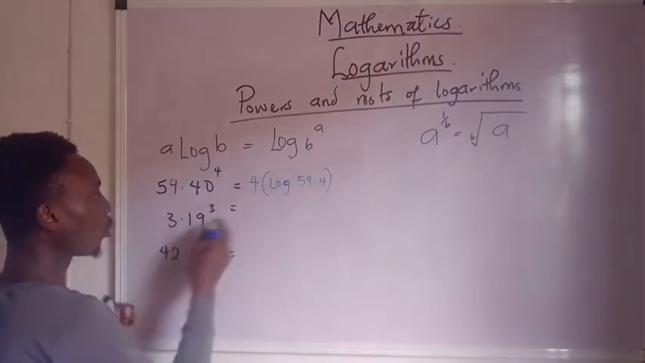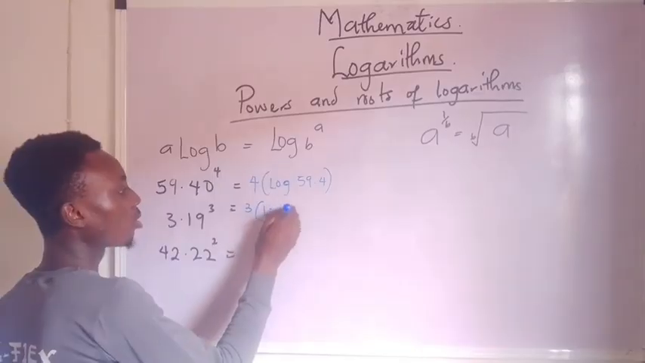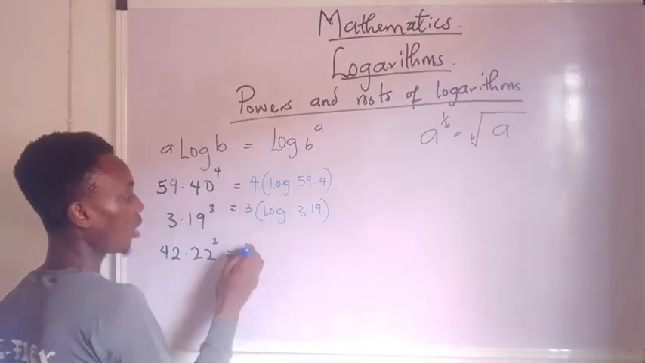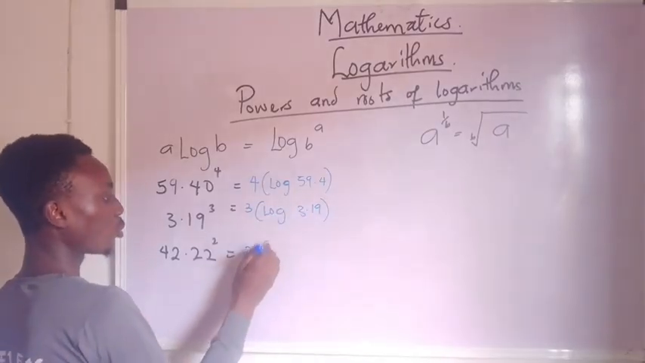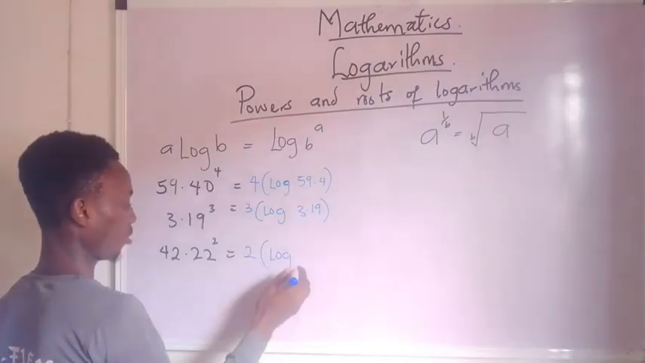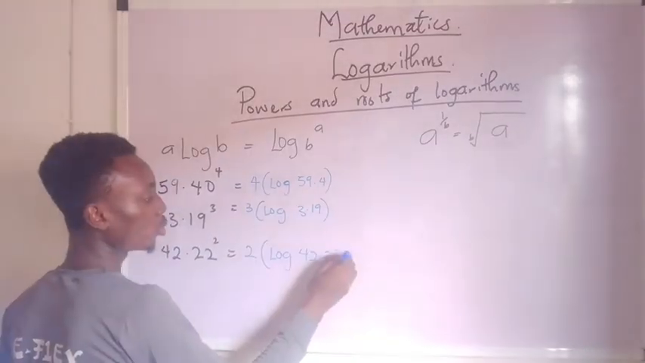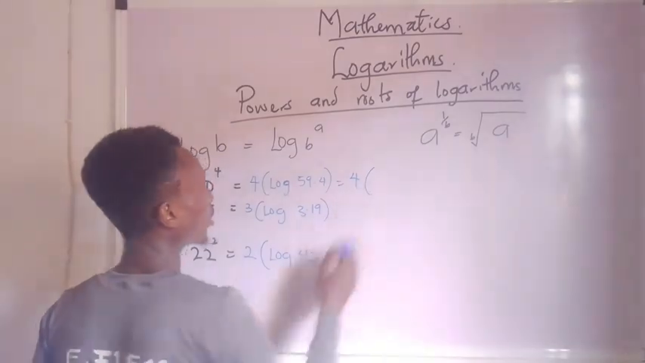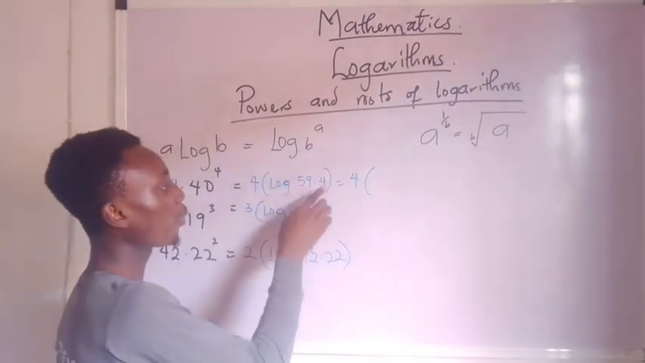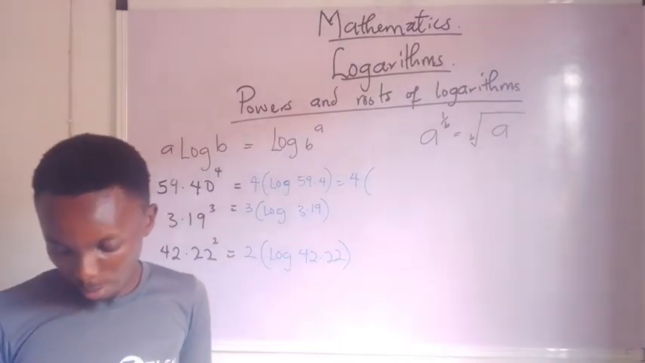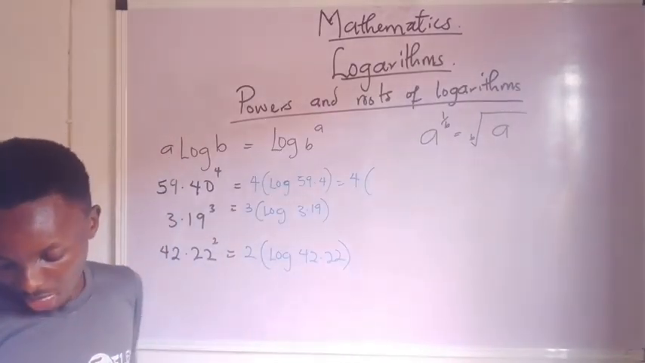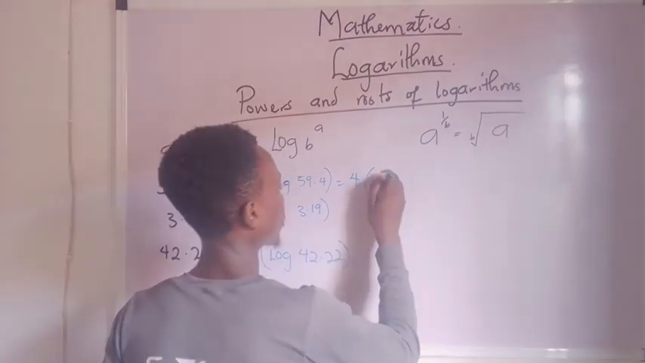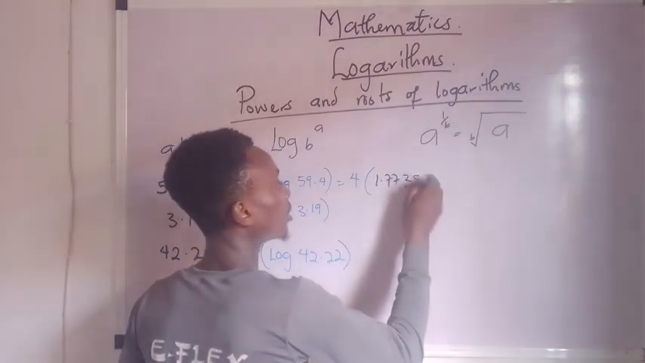Okay, and this one will be 3 log 3.19, and this will be 2 log 42.22. Now this will now be 4 times what? We got our log 59.4 to be what? If you remember maybe from the beginning of this class, our log 59.40 is 1.7738.